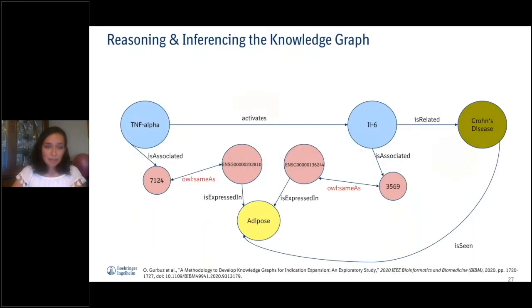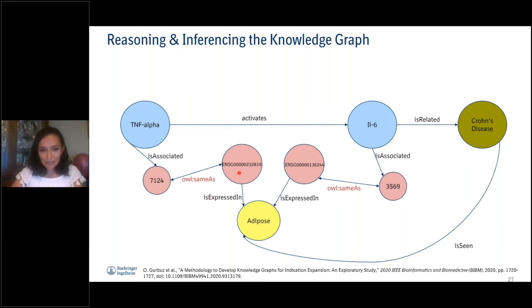And how we benefit from reasoning and inferencing in this case is that, for example, some of the data sources were keeping the genes with Entrez IDs, and some of them were using the Ensembl IDs. But they were the same gene, just expressed with different IDs, right? And then we just use the same-as relationship to define that these two nodes are actually the same node. And when the reasoning was on, they automatically exchanged their relations with each other.